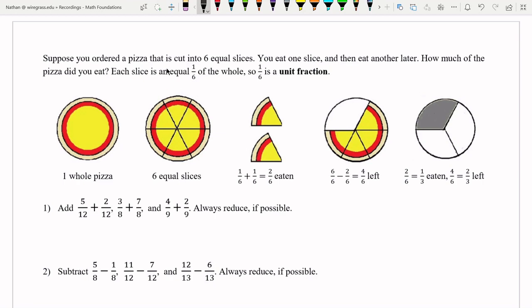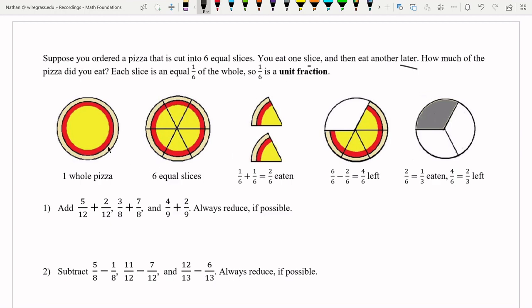Suppose you ordered a pizza that is cut into 6 equal slices. If you eat one slice and then eat another one later, how much of the pizza did you eat? Well, 1/6 is the unit of slices, and it's called a unit fraction because it's showing the unit of slices.